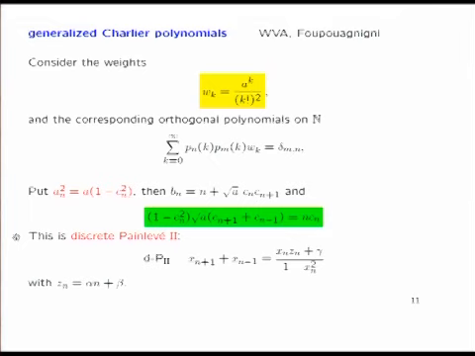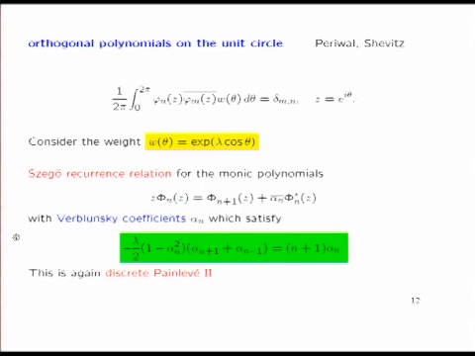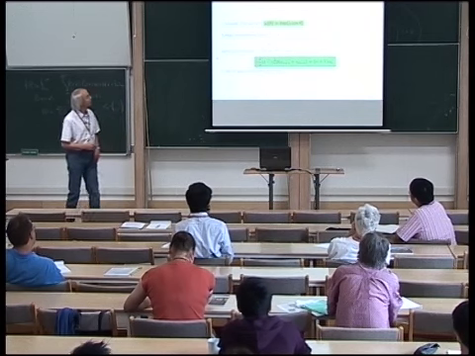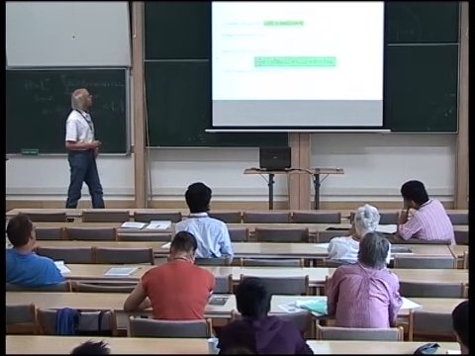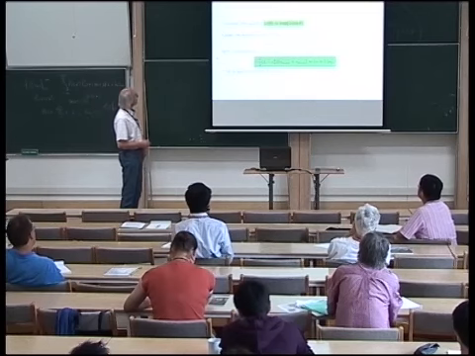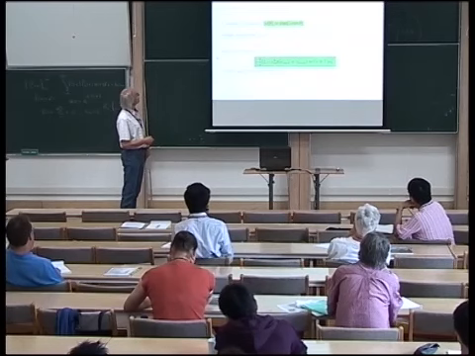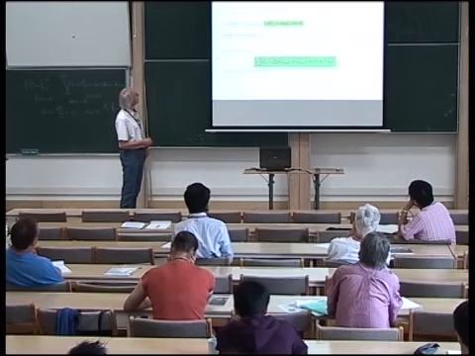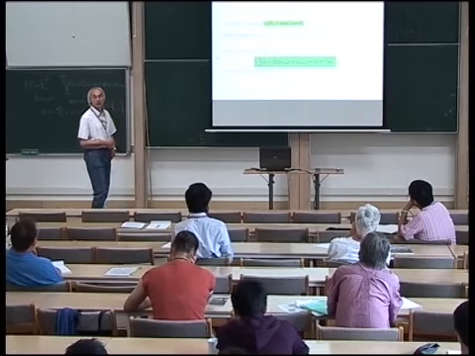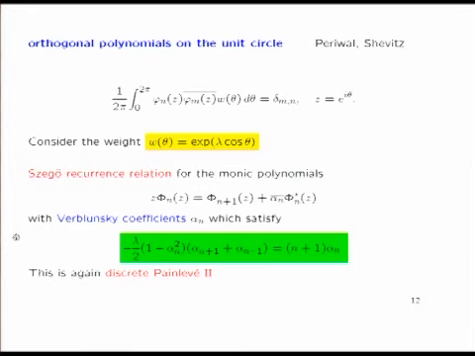Well, discrete Painlevé 2 also appeared in that work of the physicists Periwal and Shevitz, but they were working on the unit circle. So the orthogonality is now given by this Hermitian orthogonality, a weight function over here, which is actually this exponential of lambda times the cosine theta. There is no 3-term recurrence relation, but there is something even more interesting maybe.